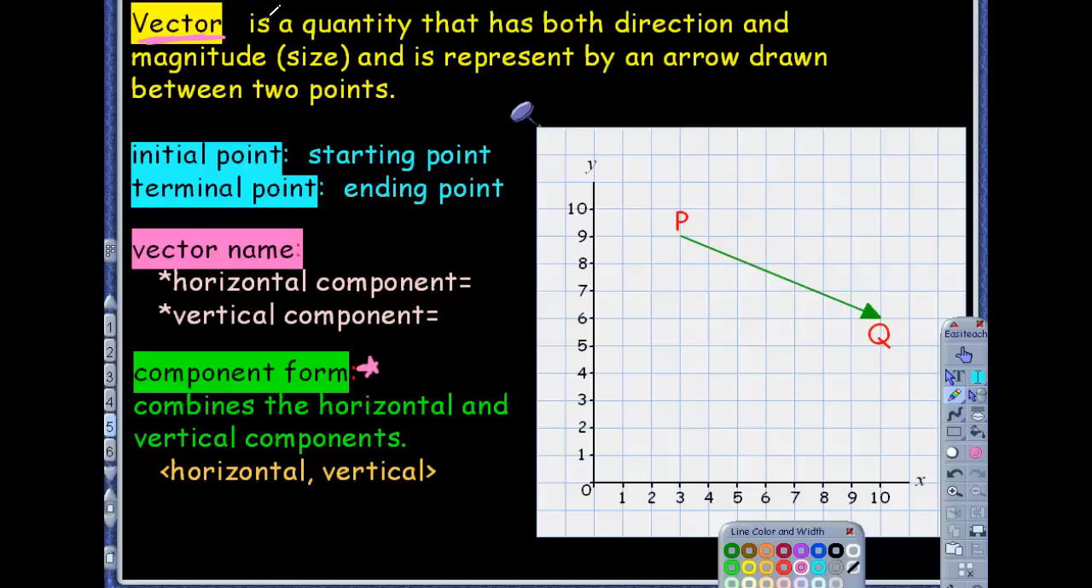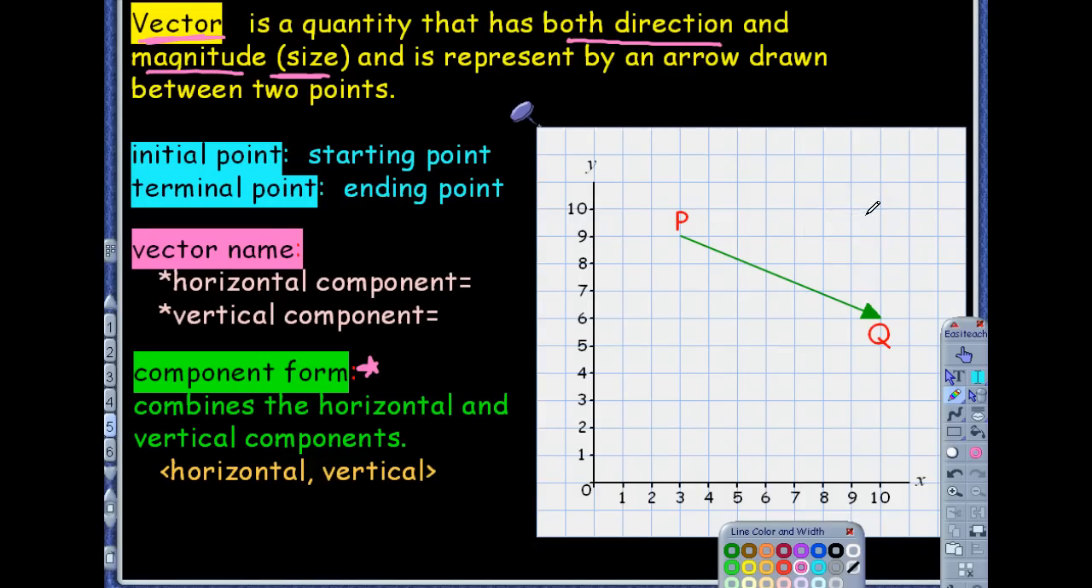Vector was something you heard a lot. And notice the description of it. It's a quantity that has both direction and magnitude, or what we call size. So think about it. With translation, you're going to have to tell me where you're going, direction, and by how much, the size. And it is represented by an arrow drawn between the 2 points. We're going to show you what that is in just a little bit.